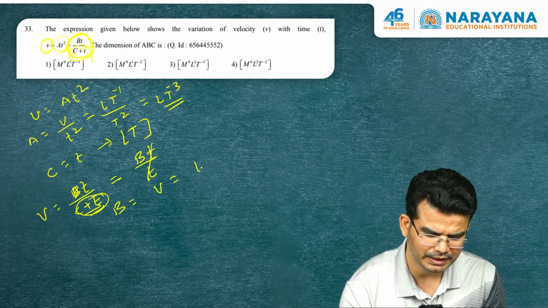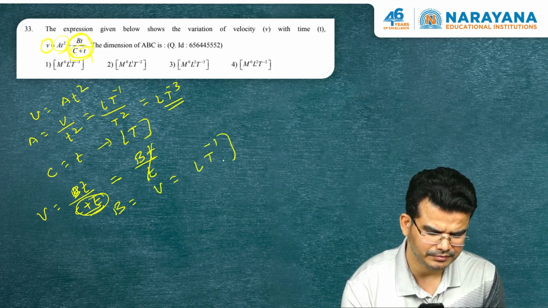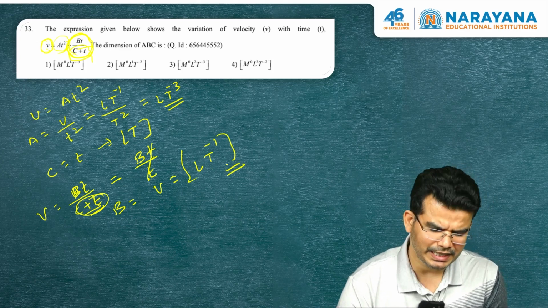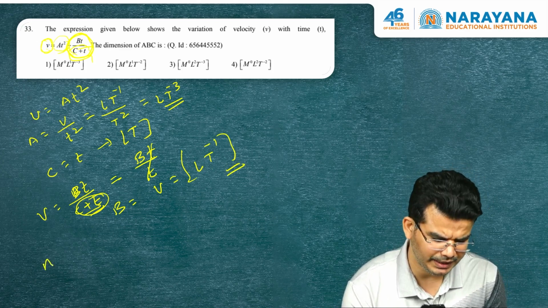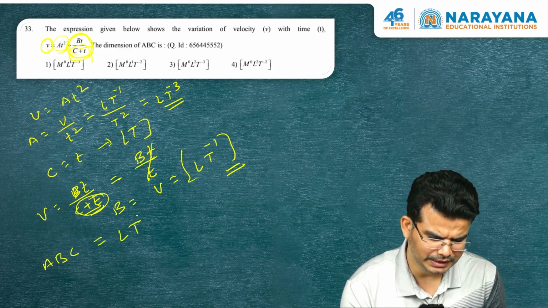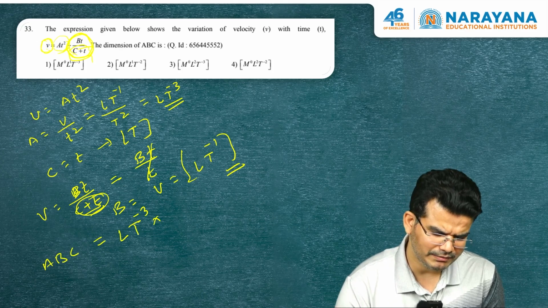And V is what? L t minus 1, correct? Just very simple. Now what are they asking? They are asking the dimensions of A, B and C. So we have calculated. What is the dimension of A? L t minus 3.